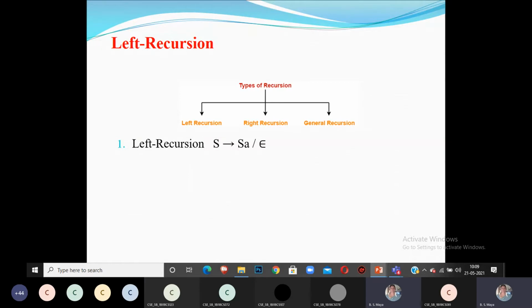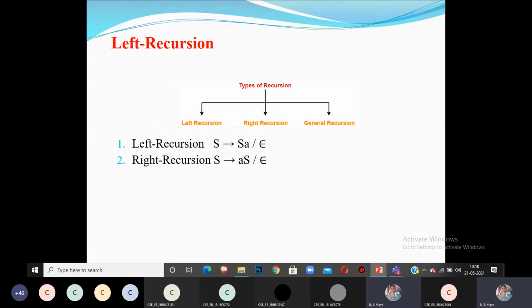Left recursion is where the grammar looks like this. My screen is visible, right? Yes, ma'am. After the arrow mark, immediately it starts with the non-terminal, the same as the head of the production. The head of the production is the LHS, and the body of the production is called the RHS. S derives S A or epsilon. We have two alternatives. This looks like left recursion because S derives S; the same non-terminal is repeated here.